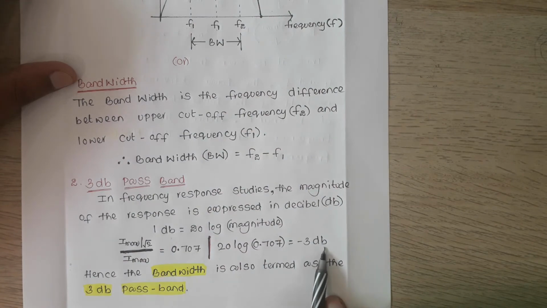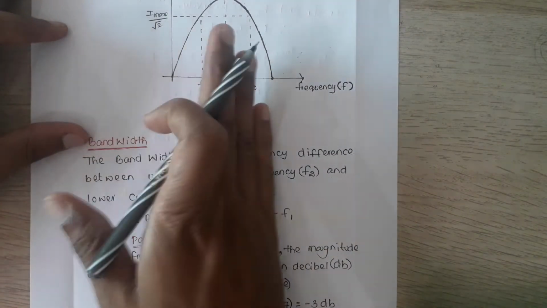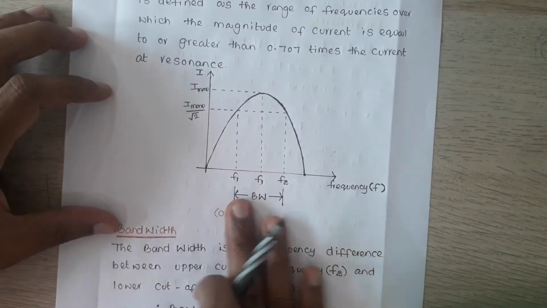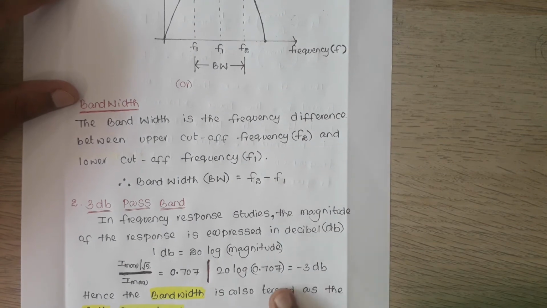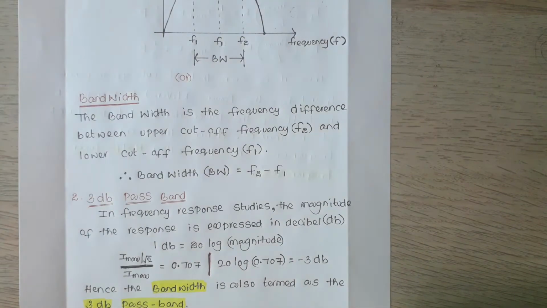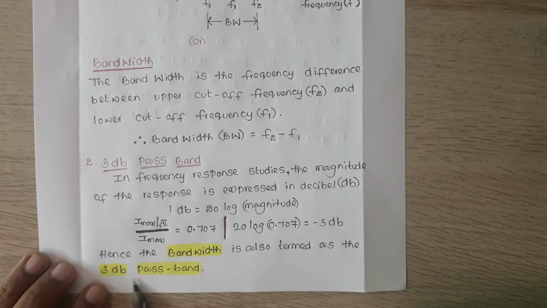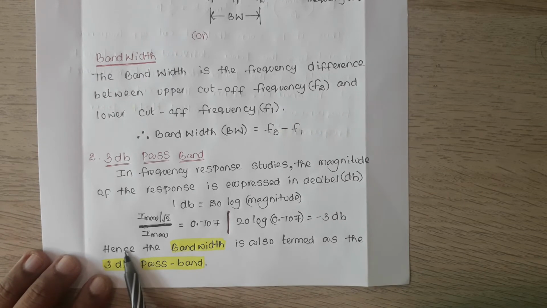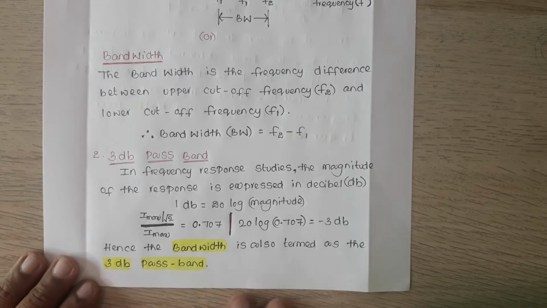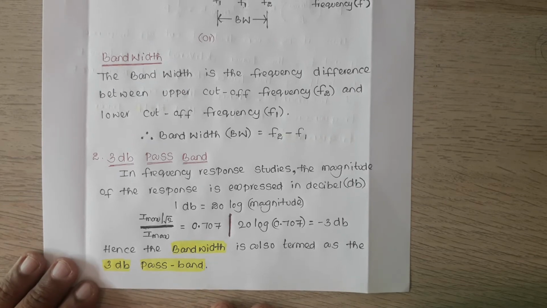So we are getting that as minus 3 dB. That's why the bandwidth between this f1 and f2 is called the 3 dB pass band. As we are getting minus 3 dB, if you take the magnitude, it is 3 decibels. Hence the bandwidth is also termed as the 3 dB pass band.